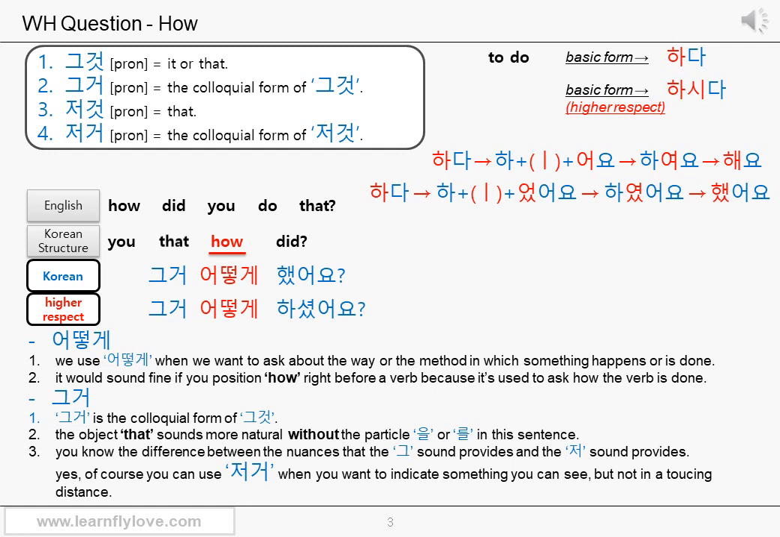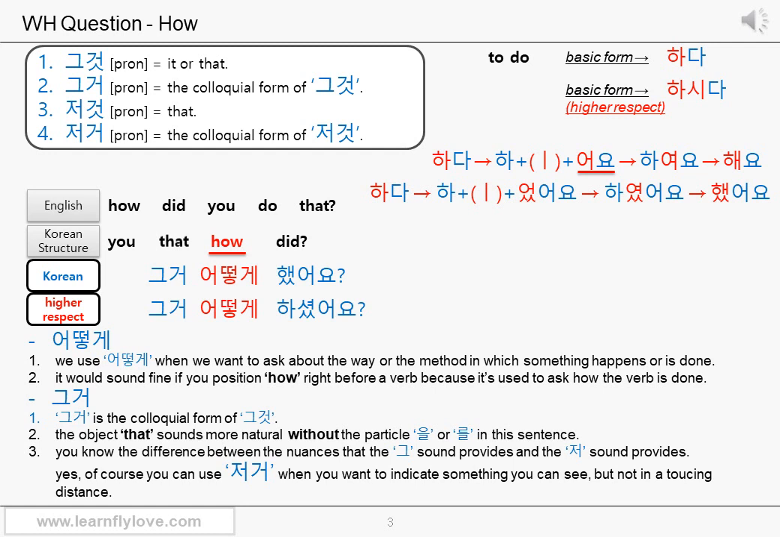But the scholar said that there is 이 vowel hidden in this verb. Therefore, 어요 should be added and not 아요. So it's actually 하 plus 이 vowel plus 어요. This 이 vowel cannot survive alone, so 이 vowel and 어 sound had to combine. 이어, 여. It becomes 여 sound.